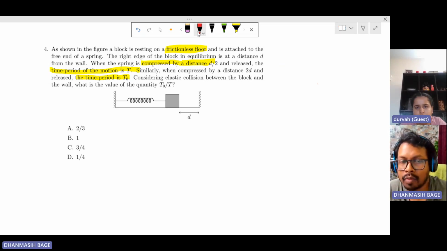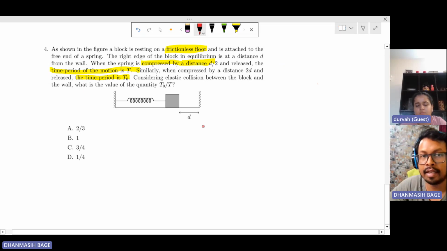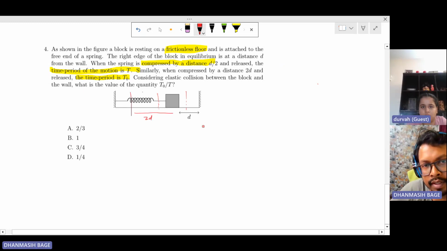In this case also the block will execute simple harmonic motion, but just see the second case. When you compress it by d by 2 distance, it's okay, it will extend by d by 2 distance on the other side. No problem with that. But the moment you take 2d distance, it would also go 2d distance on the other side. But then this wall will block it and the collision will happen while going towards it. So it will stay here and then start moving from here.